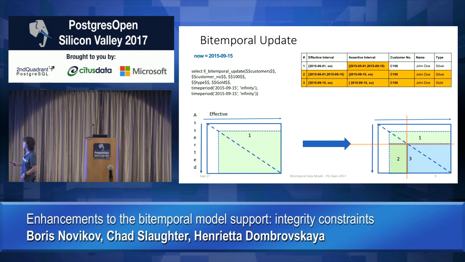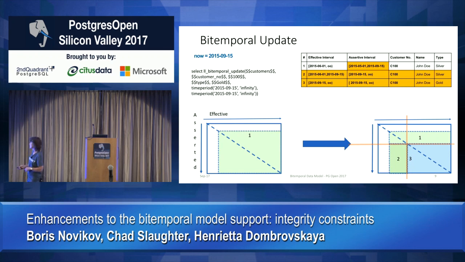So before September 15th, we asserted that this customer is silver from June 1st to infinity, to forever. Now, since today, we assert that he was silver only from June 1st to September 15th. And now, from September 15th to infinity, we assert that the type is gold. Okay, all good. Now you can see how the time regions change. So we did have one time region. Now we have three time regions. Each of them is marked according to the table above.